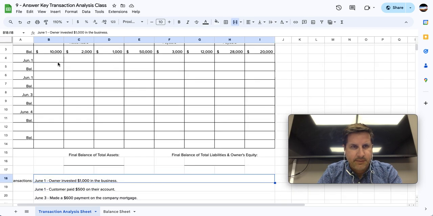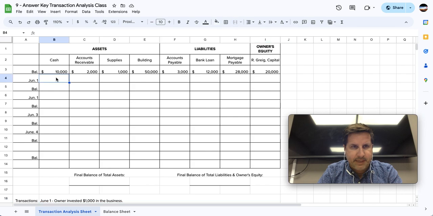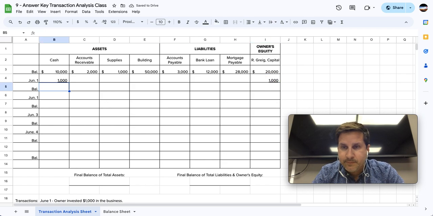I've already put the dates in, but my cash goes up 1,000, and then my capital goes up 1,000 as well. So that's it. So that is transaction one done.